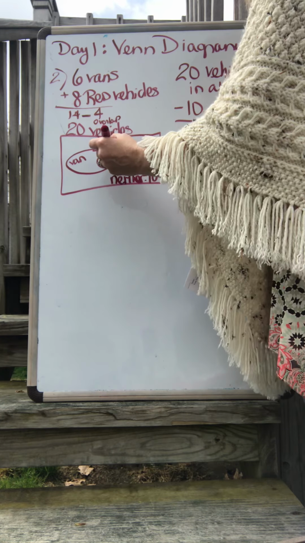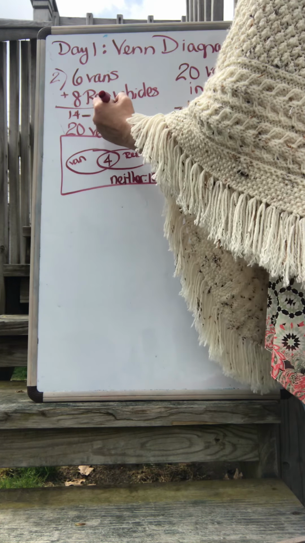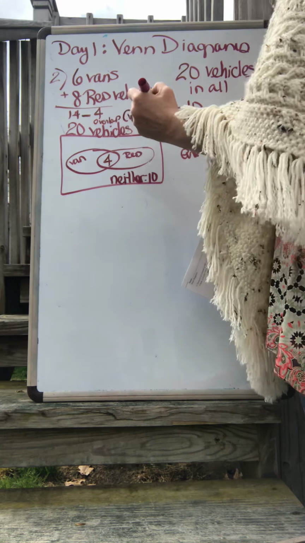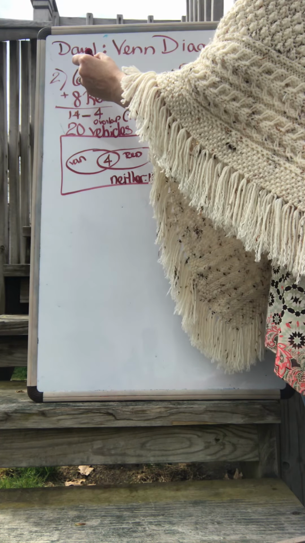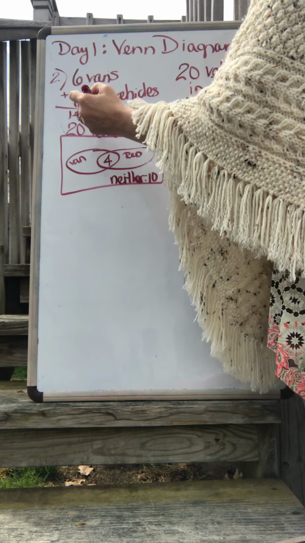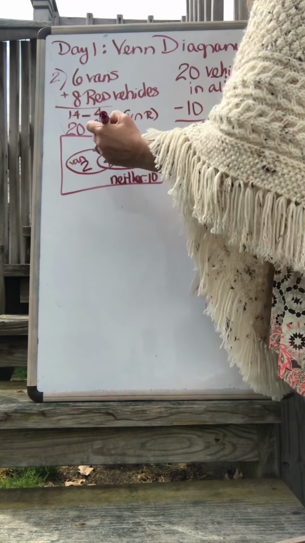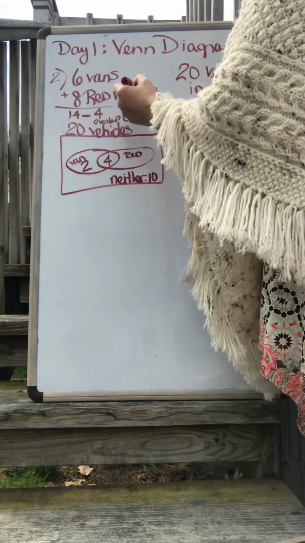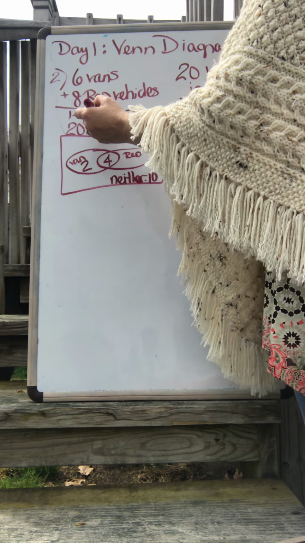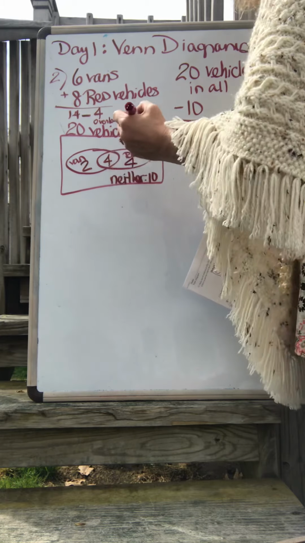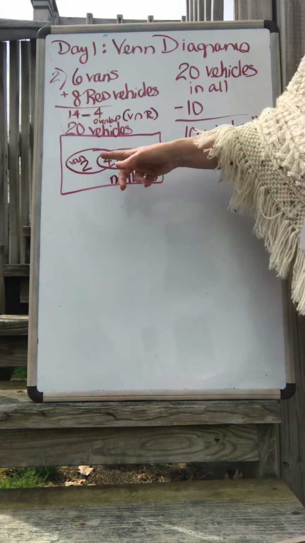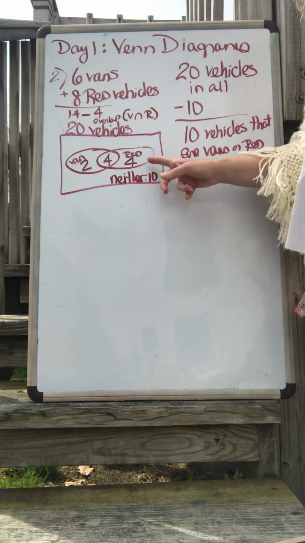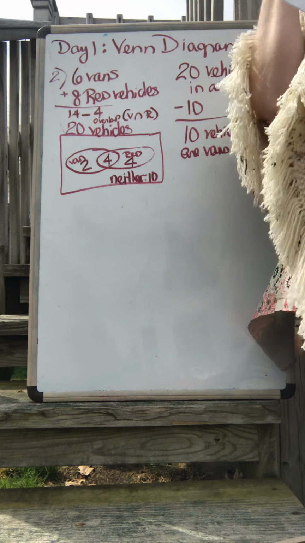So if I used up 4 for my overlap for my van and my red vehicle, and 6 vans are on the lot, 4 of them are red, that leaves me 2 vans that are not red. And if I have 8 red vehicles on the lot, 4 of them are vans, that means I have 4 other vehicles that are red. 2 plus 4 is 6, 6 and 4 is 10, 10 and 10, 20. Brings me back to my universal set.